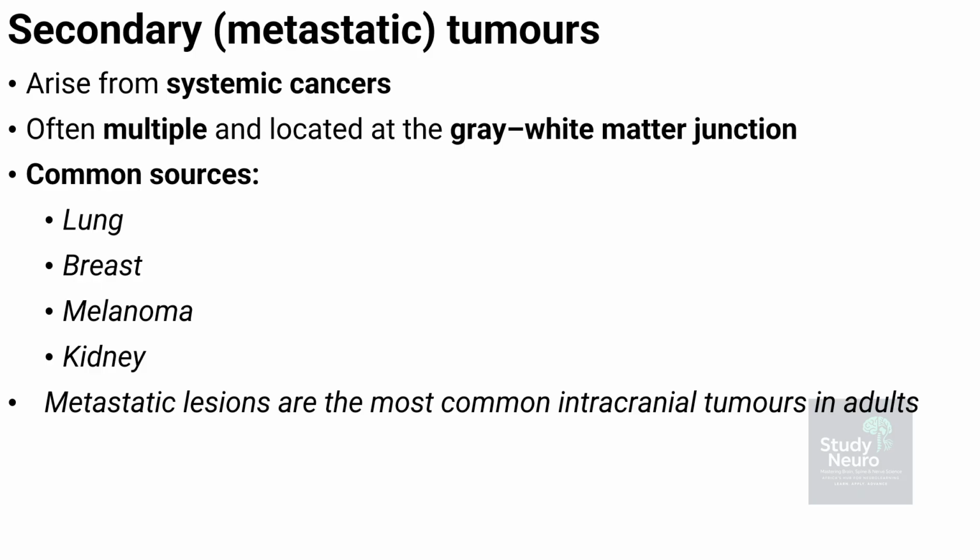The most common primary cancers that metastasize to the brain include lung, breast, melanoma, and kidney cancers, though other malignancies can also spread. Metastatic brain tumors are a major concern because they are the most frequent intracranial tumors in adults. Understanding their origin and pattern is crucial for planning treatment and improving outcomes.